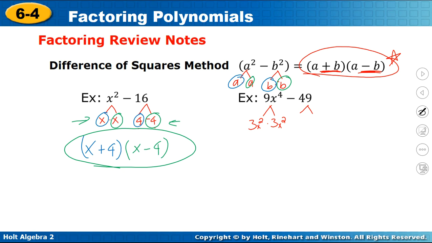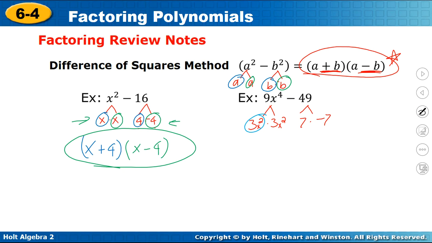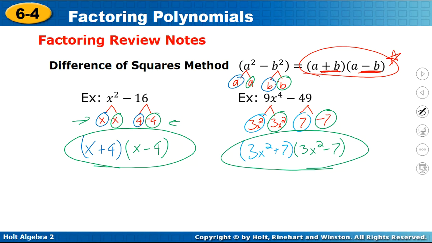For 49, though, we get 7 and negative 7. But the same rule applies. We're going to pair a 3x squared with 7 to make 3x squared plus 7. And then, of course, we're going to pair the 3x squared with the negative 7 to make 3x squared minus 7. All right, and there's your final factored form.